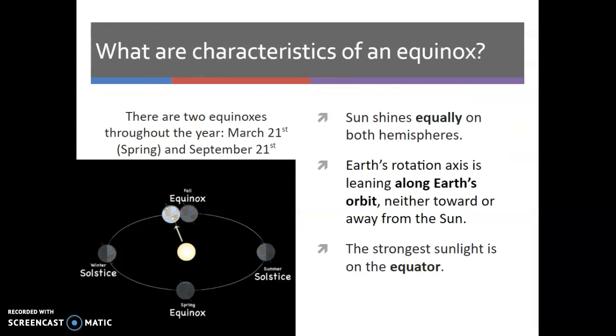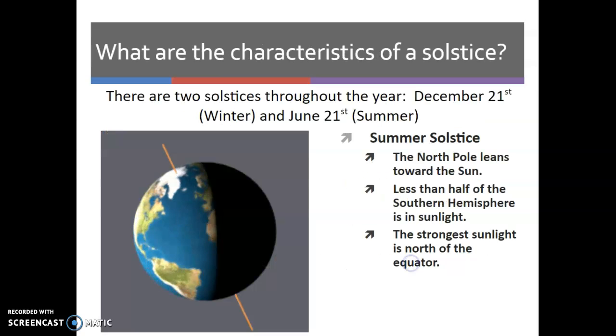Characteristics of an equinox? Well, there are 2 equinoxes throughout the year, one on March 21st and one on September 21st. The sun shines equally on both hemispheres. Earth's rotation axis is leaning along Earth's orbit, neither toward or away from the sun. So it is hitting right at the equator. The strongest sunlight would be right on the equator, and then it would become a little bit weaker as you got further from the equator, but it's hitting right on.